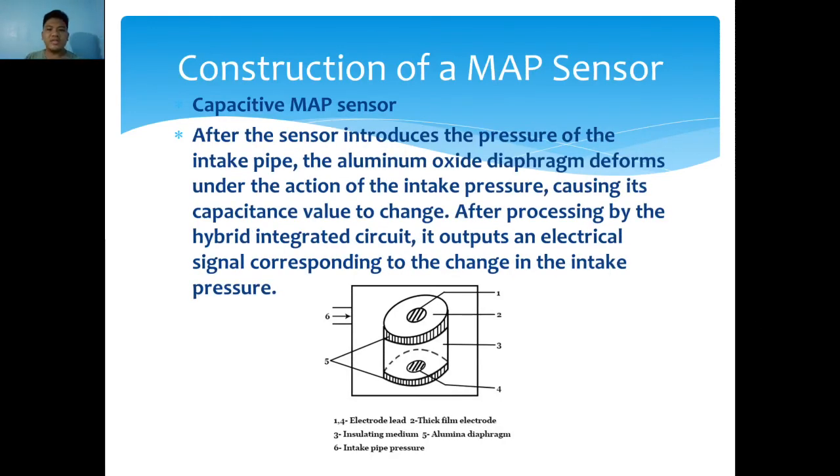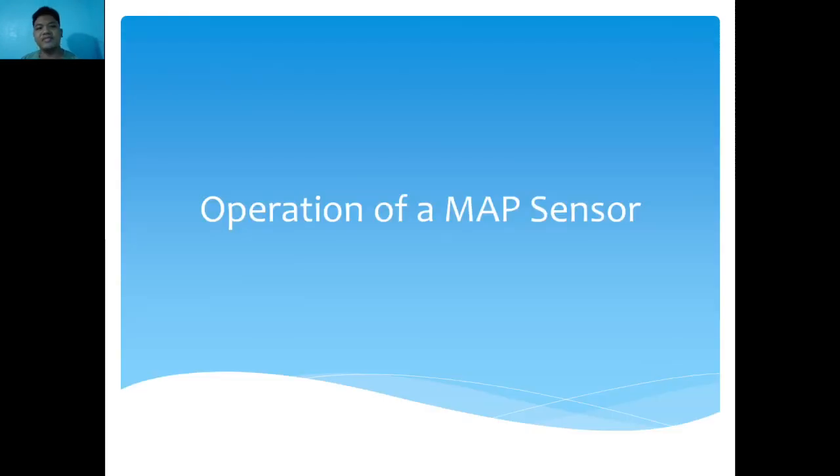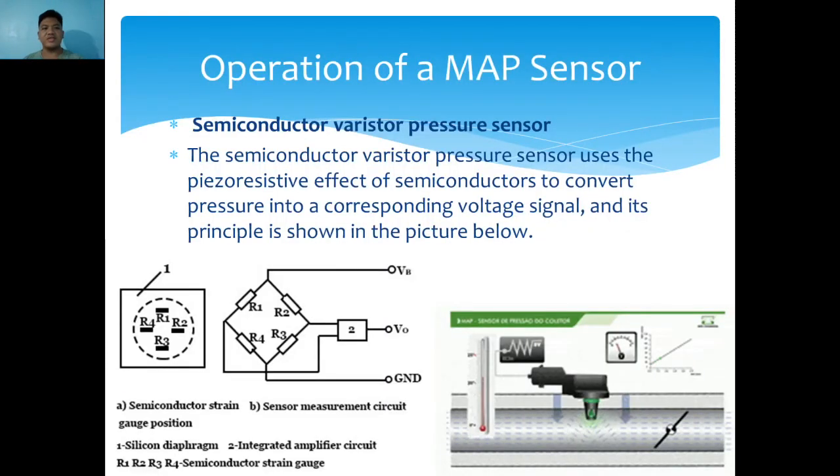After the sensor introduces the pressure of the intake pipe, the aluminum oxide diaphragm deforms under the action of the intake pressure, causing its capacitance value to change. After being processed by the hybrid integrated circuit, it outputs an electrical signal corresponding to the intake pressure. So more on this explanation later. Operation of a MAP sensor. Here we go. So first one is the semiconductor varistor pressure sensor.